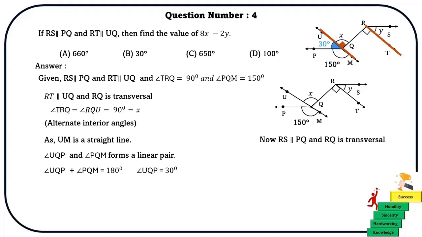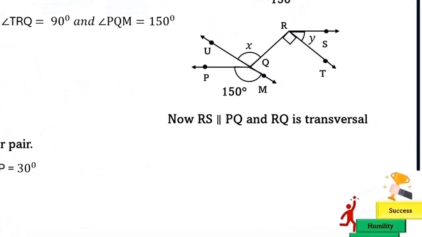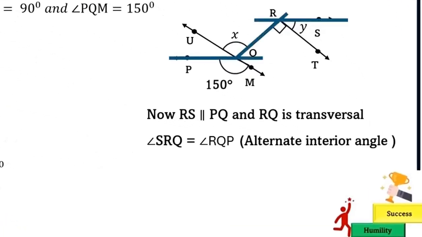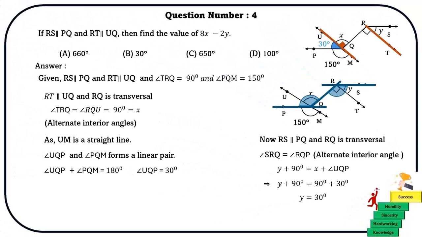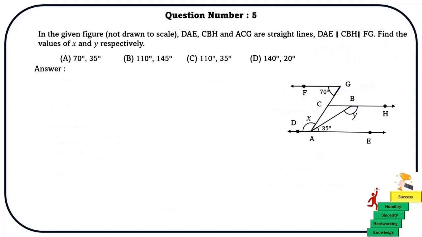Now, angle RS is parallel to PQ and RQ is a transversal. Angle SRQ is equal to angle RQP because they are alternate interior angles. So, y plus 90 degrees is equal to x plus angle UQP. So, we can find the value of y, that is 30 degrees. Now, 8x minus 2y is equal to 660 degrees.